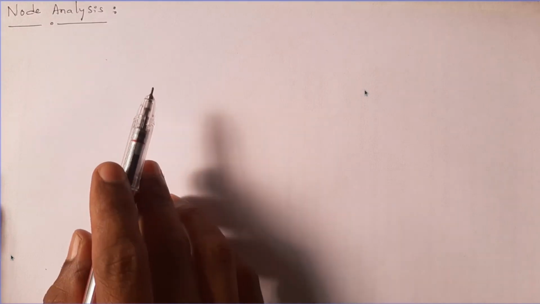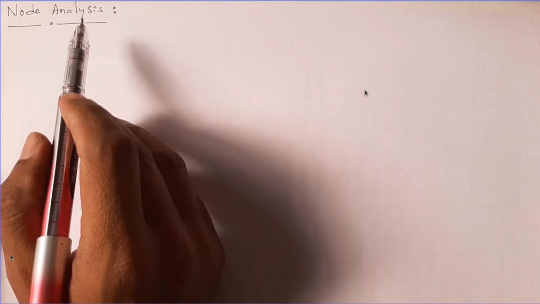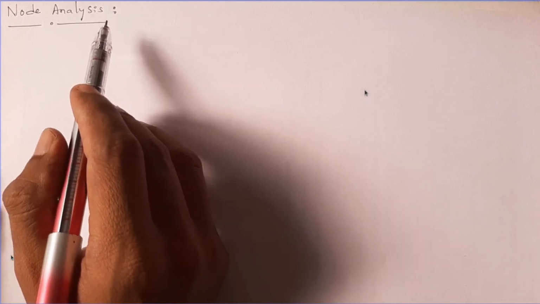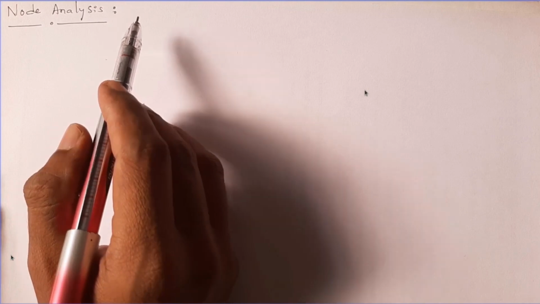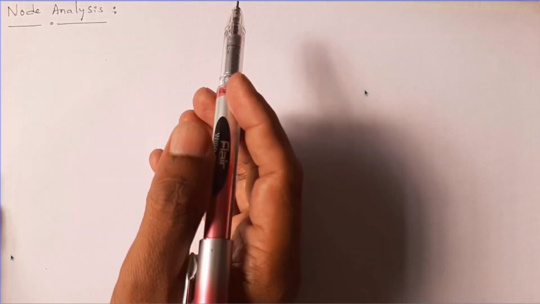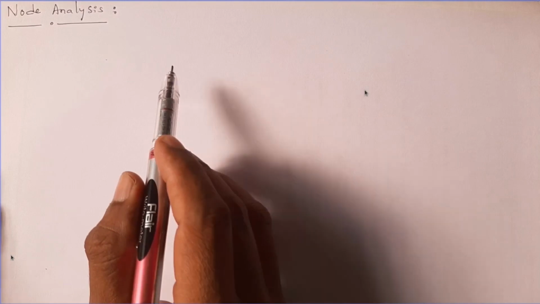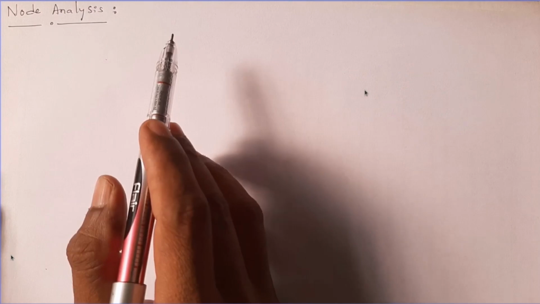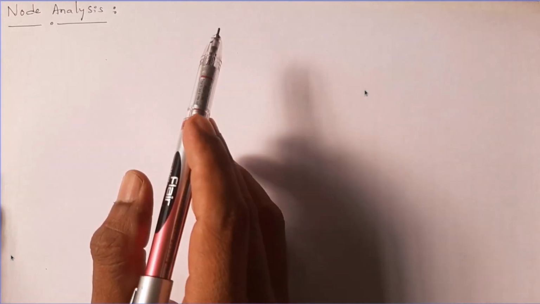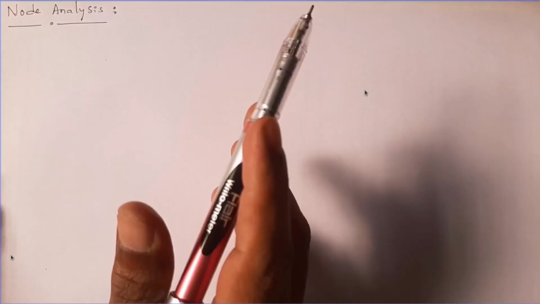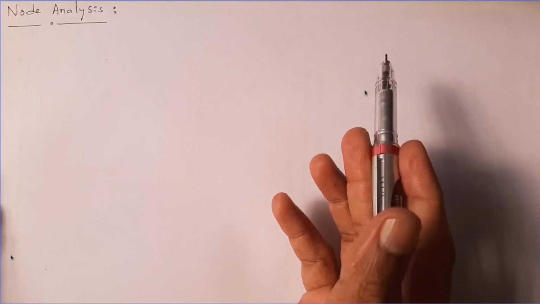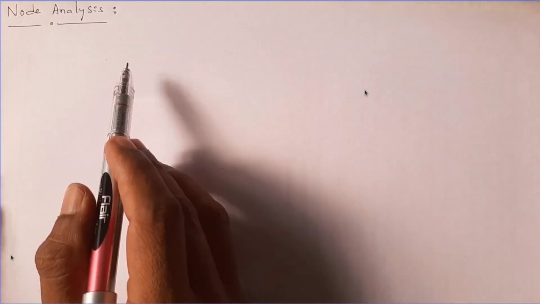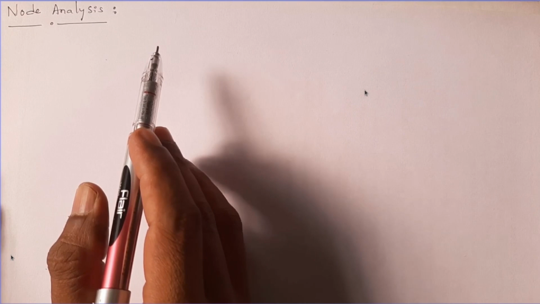To go with node analysis, what is important here is that we should identify the number of nodes properly. In mesh analysis, the way we identified the number of meshes, here we need to identify the number of nodes. In mesh analysis, we required as many mesh equations as there were meshes to analyze the circuit. Whereas in node analysis, the number of node equations required is equal to the number of nodes minus 1.